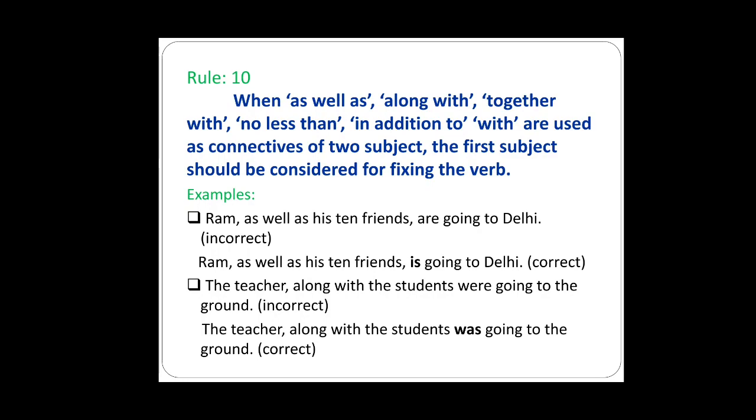This is correct sentence. Teacher along with the students were going to the ground. This is incorrect sentence. The teacher along with students was going to the ground.